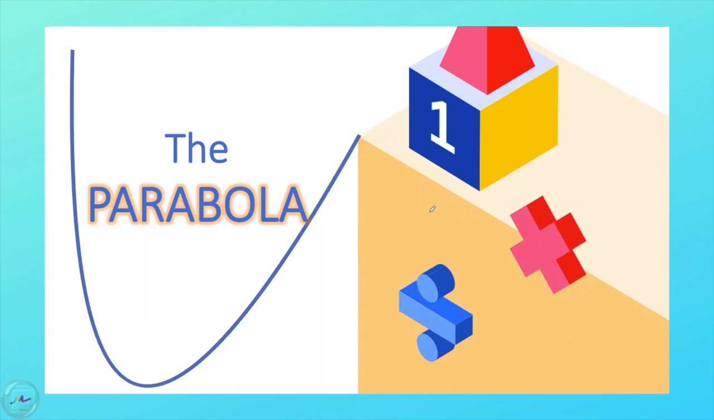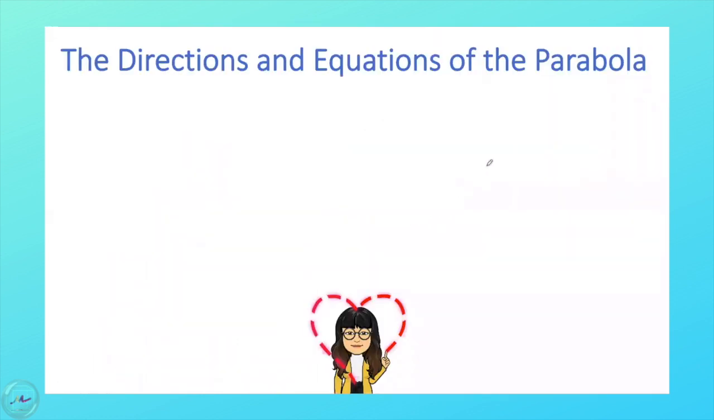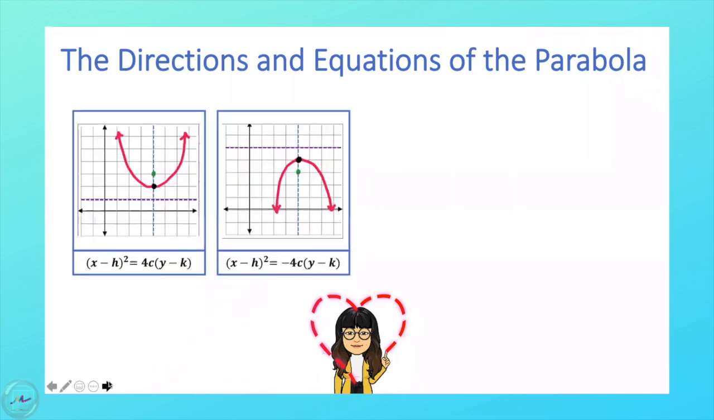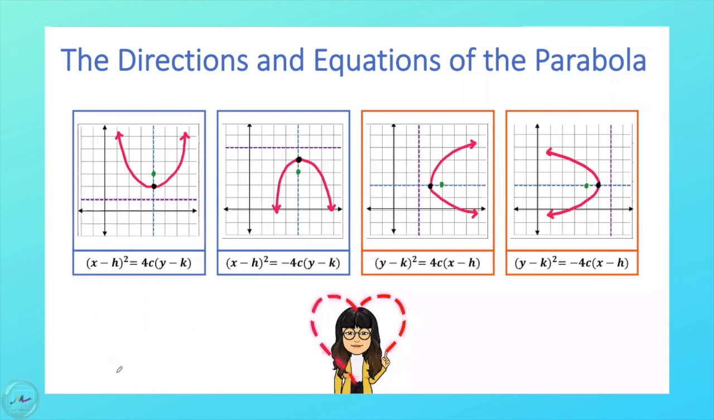This video is still dedicated to parabolas, but this time we are going to talk about its directions and equations, because we have already discussed its definition and its parts. There are four possibilities for the directions and equations of a parabola. You have a parabola that faces up, a parabola that faces down, a parabola that faces to the right, and to the left. An easy clue on how to identify which is by knowing first which variable is squared.